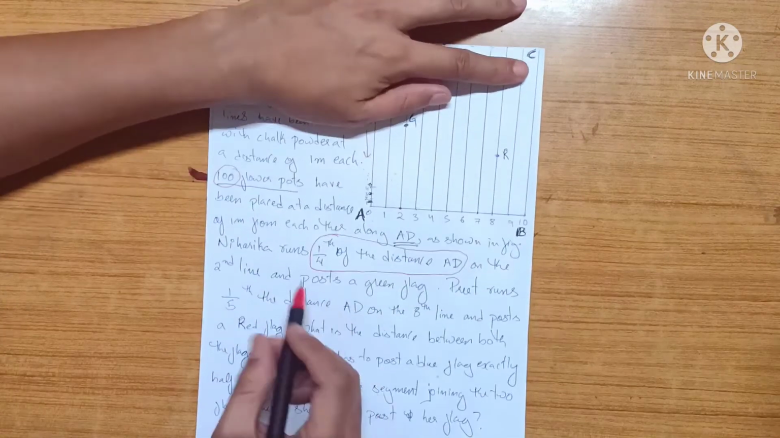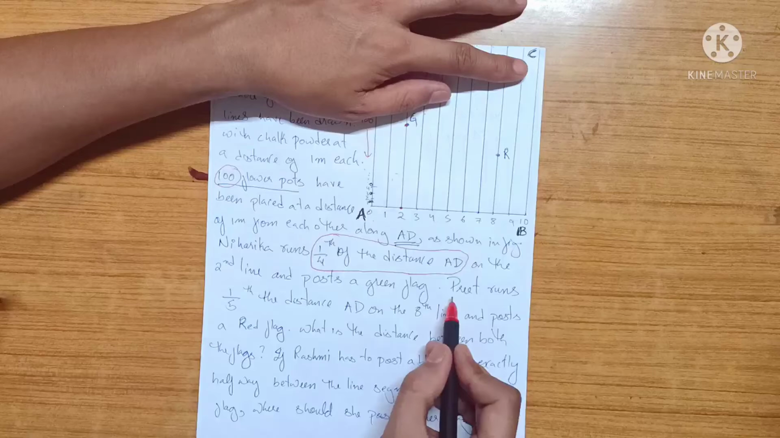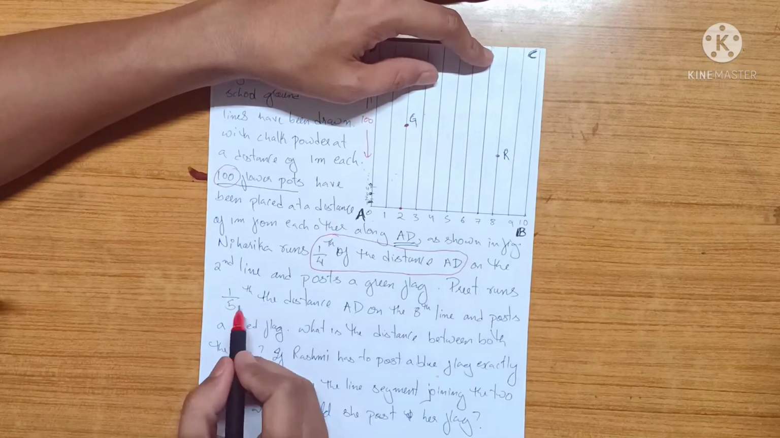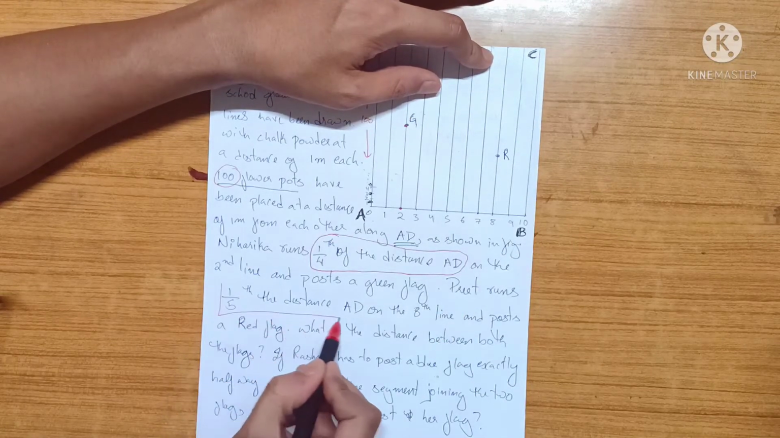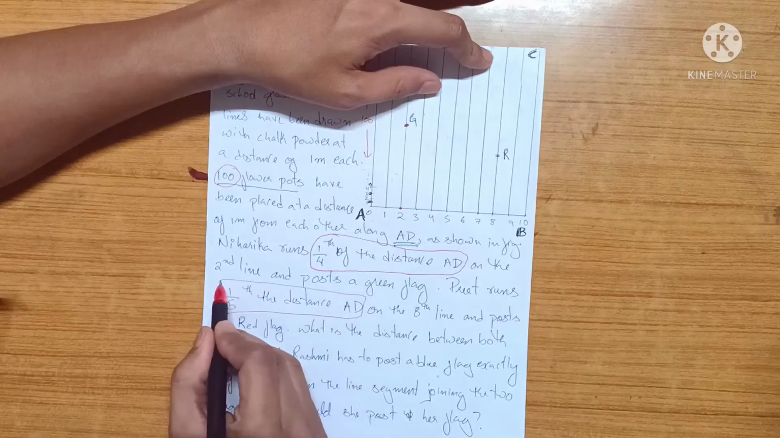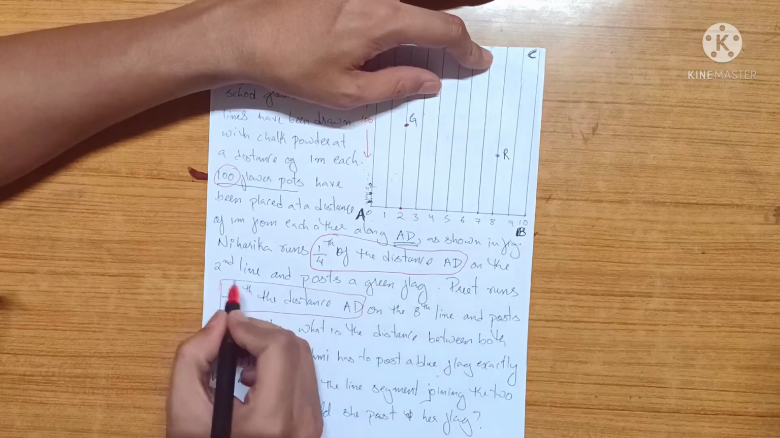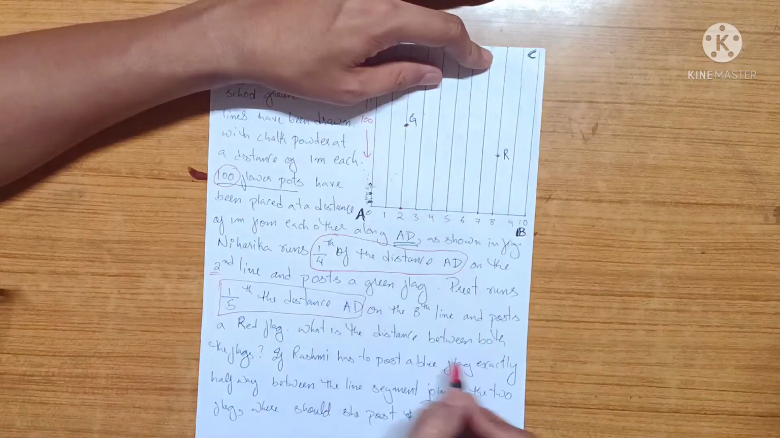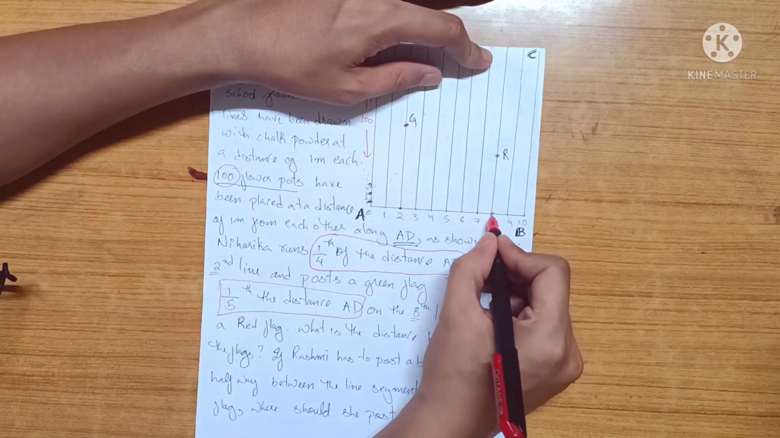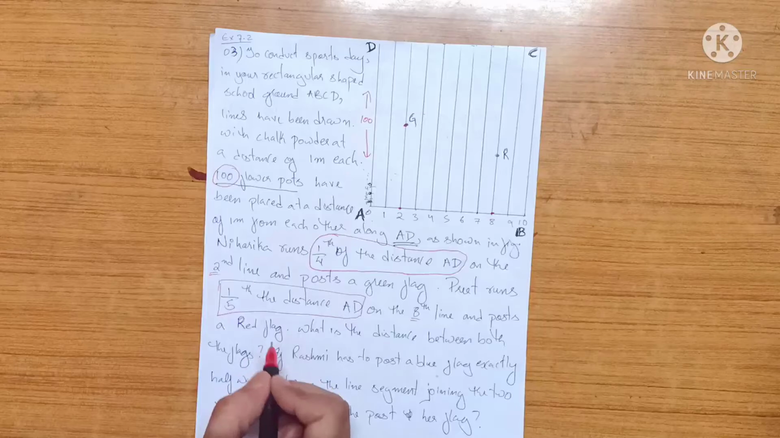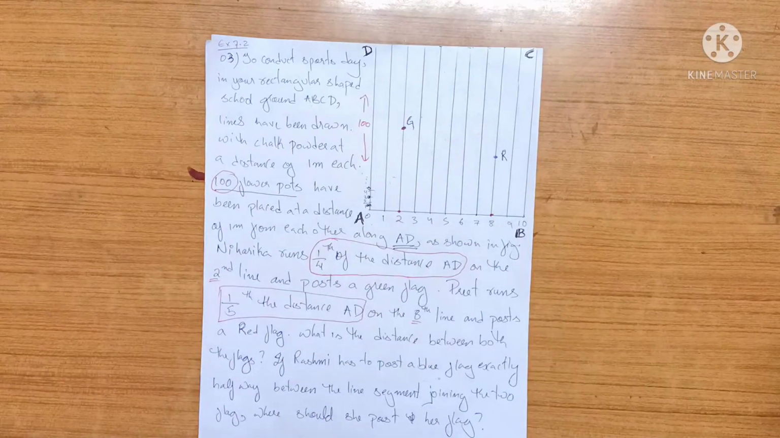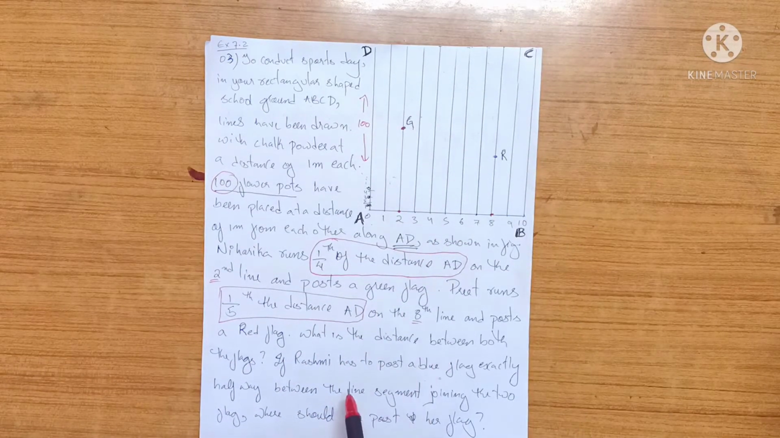Let's read the question first. And posts a green flag. Preet runs 1/5 of the distance of AD on the 8th. So one is the second line, which we marked already. One is the 8th, which is here. And posts a red flag. So I marked it as R. What is the distance between both the flags?